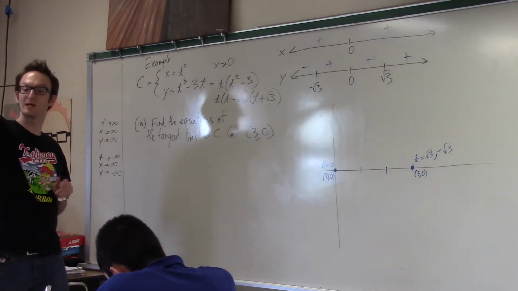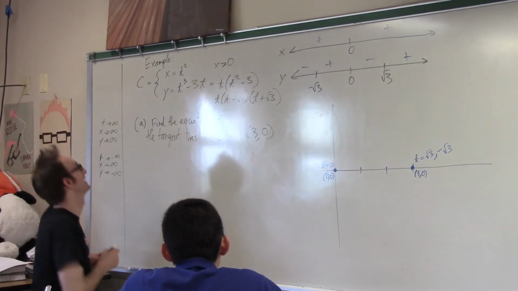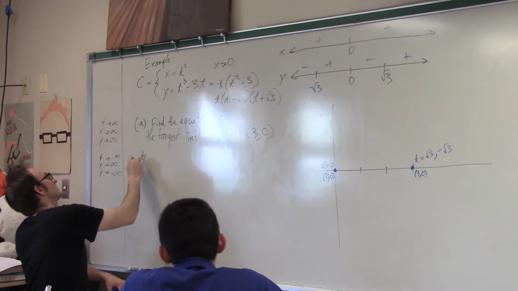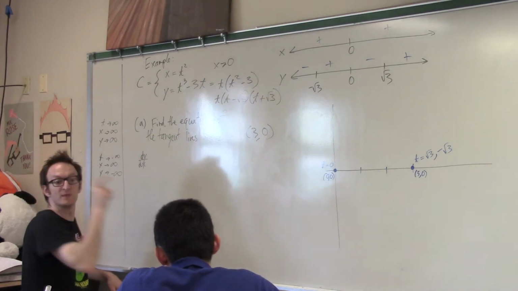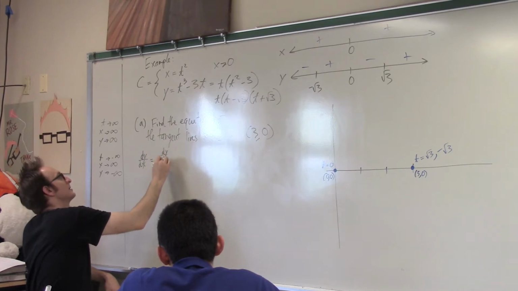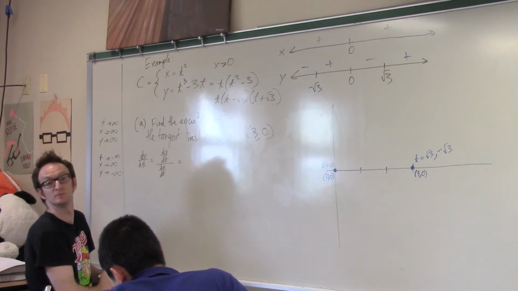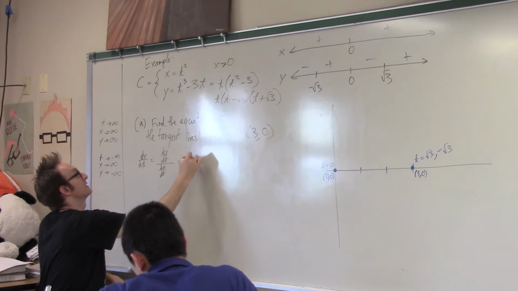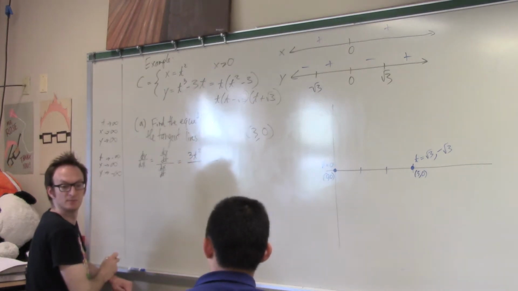Now we need to compute dy/dx. So what is dy/dx? Well, that's the whole thing we did over there, right? dy/dx is dy/dt over dx/dt. And what's dy/dt? 3t squared minus 3. And what is dx/dt?